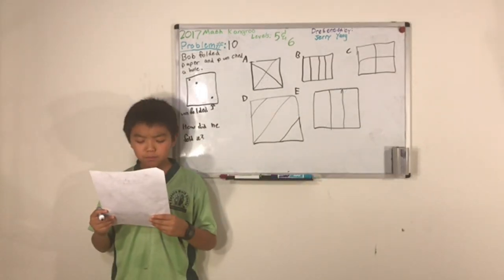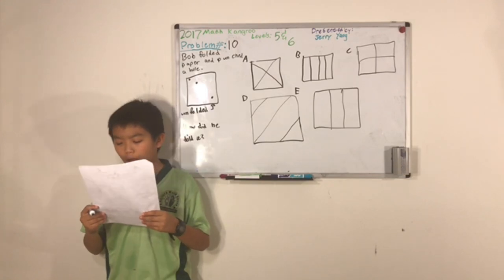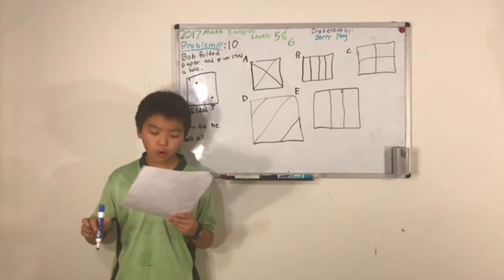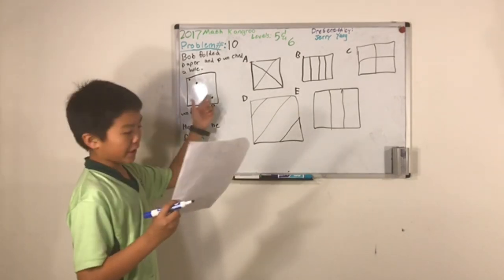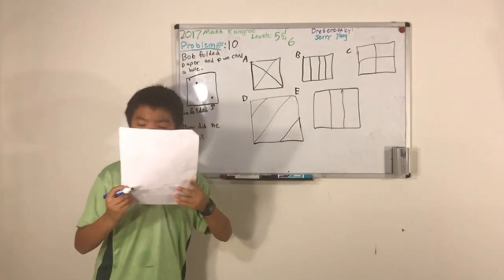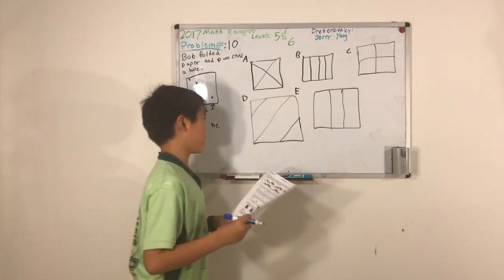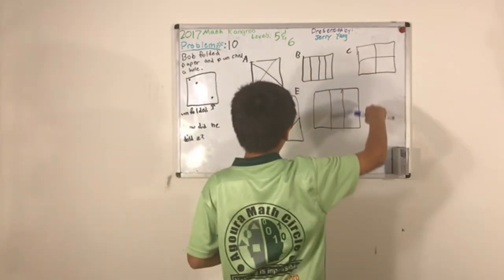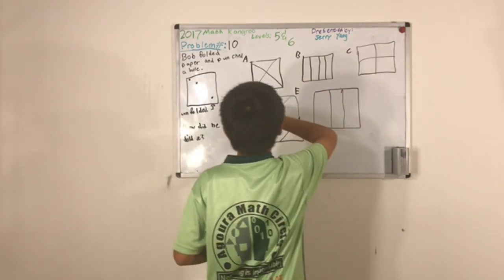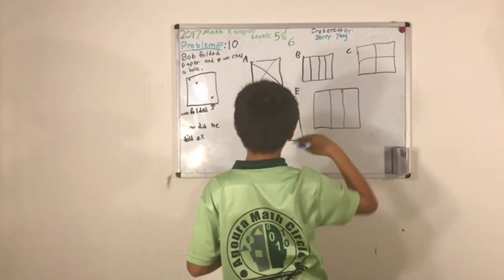Problem 10. Bob folded a piece of paper and used a hole punch and punched exactly one hole in the paper. The unfolded paper can be seen in the picture. Which of the following pictures shows the lines along which Bob folded this piece of paper? So I've drawn out each of these. I've enlarged each of these and drawn them out. So we can test each of these to see which one works.